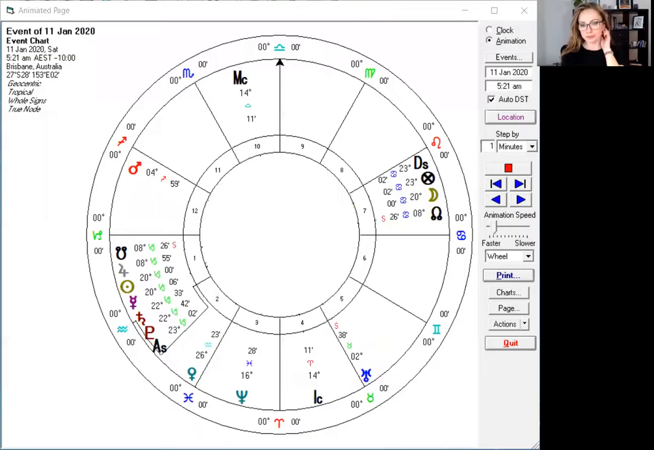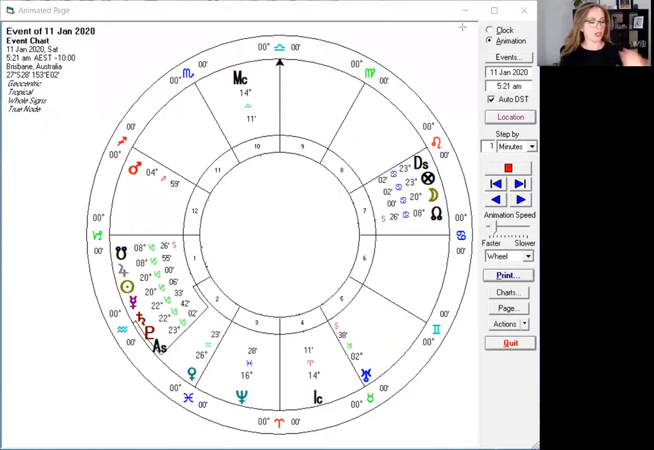So how to identify an eclipse when looking at a birth chart? It's actually pretty easy once you know how. I've got the chart up here for the next eclipse, which happens on the 11th of January here in Australia and the 10th in the Northern Hemisphere.